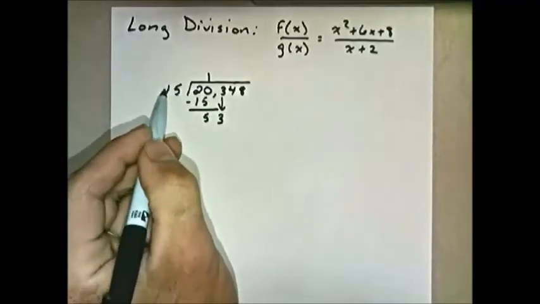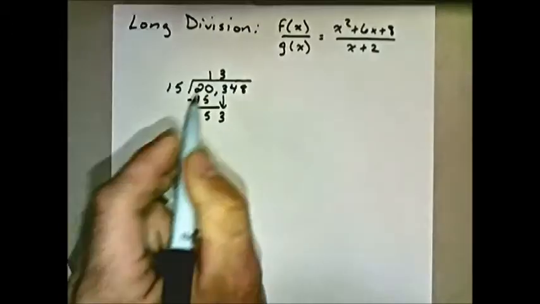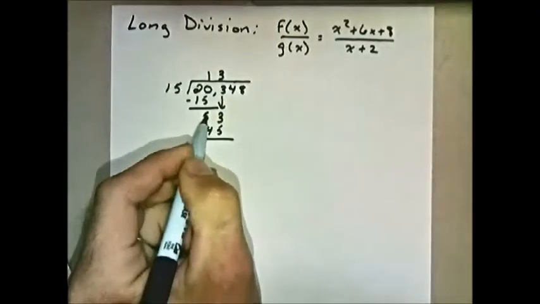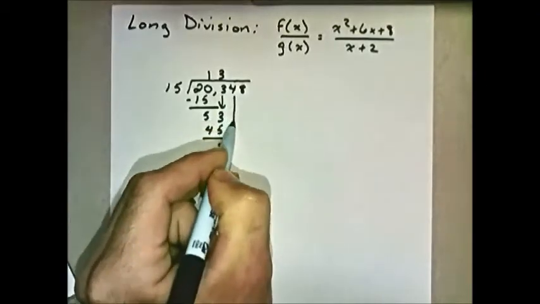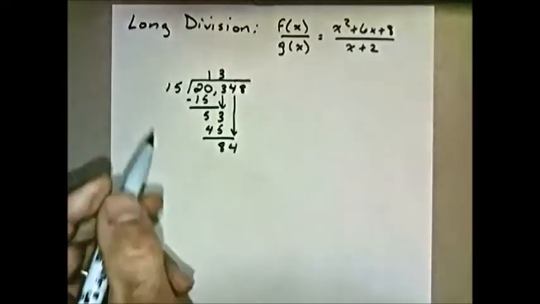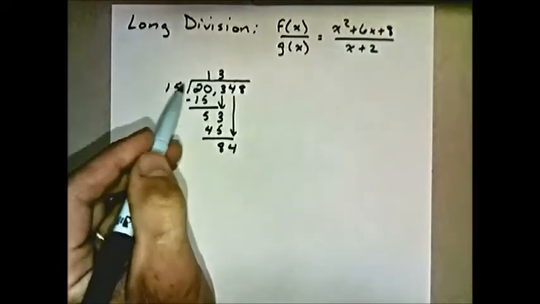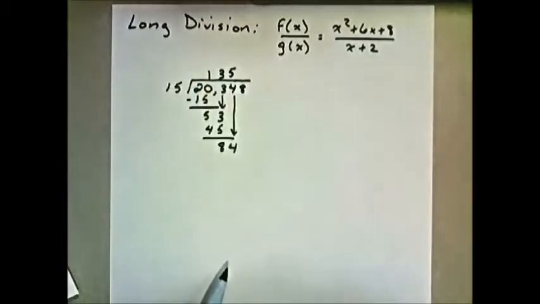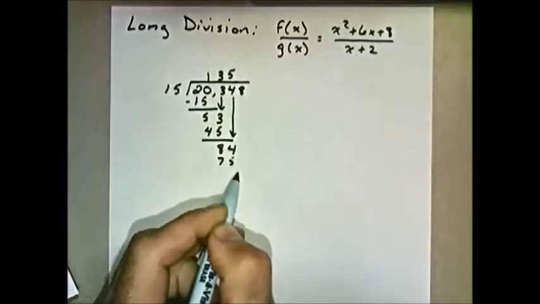We then ask ourselves, how many times does 15 go into 53? That would be 3. 3 times 15 gives us 45. Subtracting 53 minus 45 gives us 8. Bring down your 4. And now we ask ourselves, how many times does 15 go into 84? Well, if 15 times 3 was 45, we're going to try 5. 5 times 15 gives us 75.